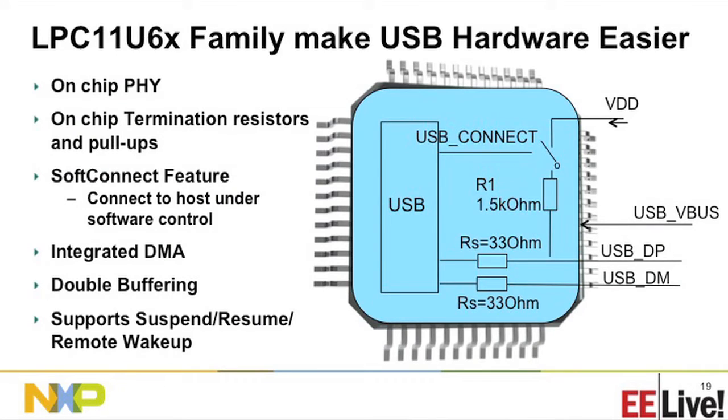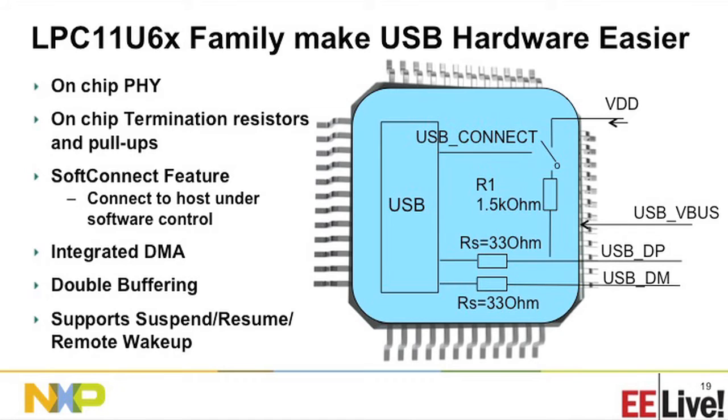Also, NXP has a soft connect feature that basically means you can use your software to control when you want to connect to the host. Connecting to the host in the USB world is done by pulling up on the D plus or the D minus line. In terms of the full speed operation, we need to pull up on the D plus line. For this family, the pull-up resistor is also inside the chip, so you don't need this resistor outside in the schematic as well.